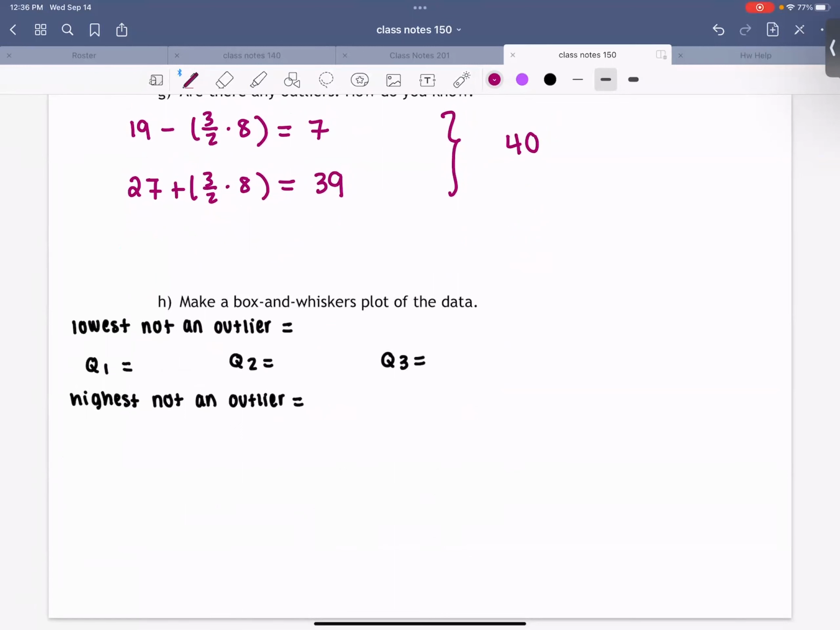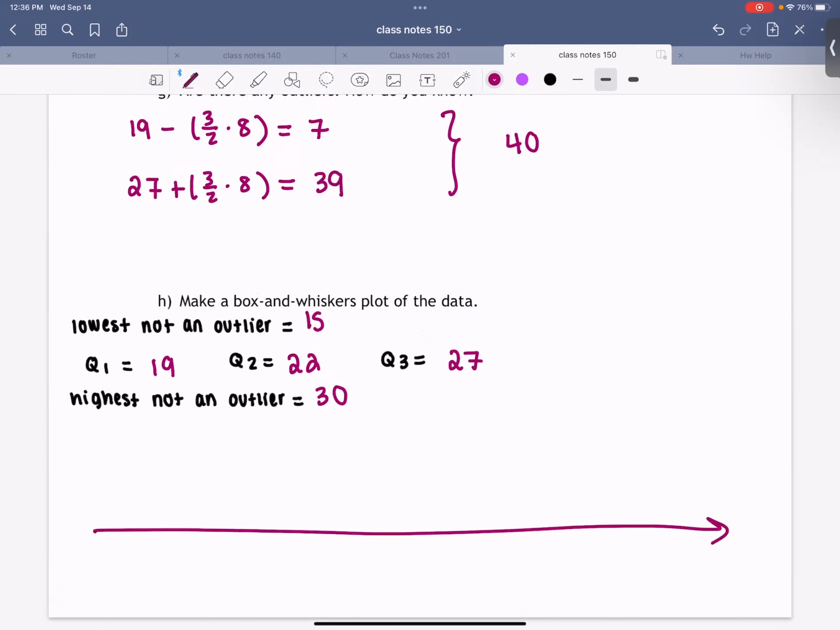To make your box plot, of course, you don't need to start the way that I do, but I like to organize my information a little bit just so I don't mess up. The lowest number that wasn't an outlier was which number? 15. We got our Q1, which is 19, 22, and 27. And what was the highest number that wasn't an outlier? 30, perfect.